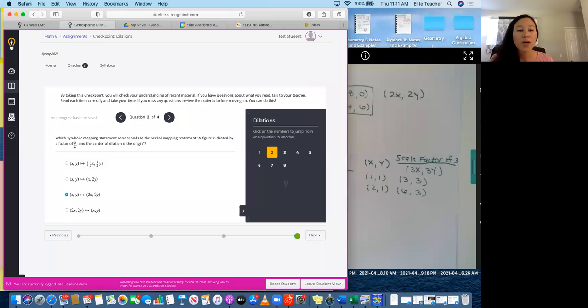So whatever your scale factor is, as long as it's being dilated by the origin, it's just going to be x times that scale factor and y times that scale factor. So this said it has a scale factor of 2. So you're going to take your x coordinate and your y coordinate, and multiply the x coordinate by 2, and multiply the y coordinate by 2. And so that's why it's 2x comma 2y.